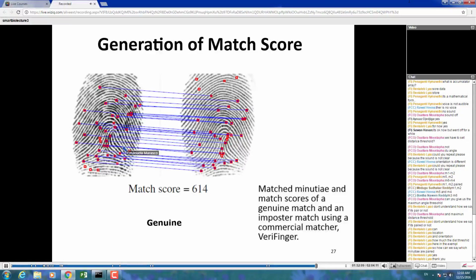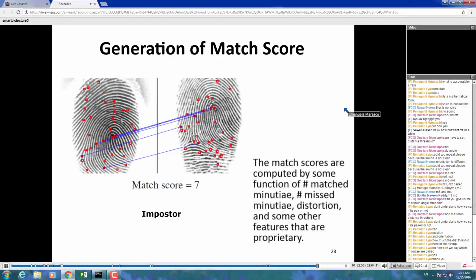What about this other case? Of course, the match score is just 7. So this matching is related to an impostor. The query is an impostor and the template is the authorized identity. The claimed identity is not matching the one of the template. Also here we have a number 7, just to show that there are only a few minutiae pairs, and then here we have 614.